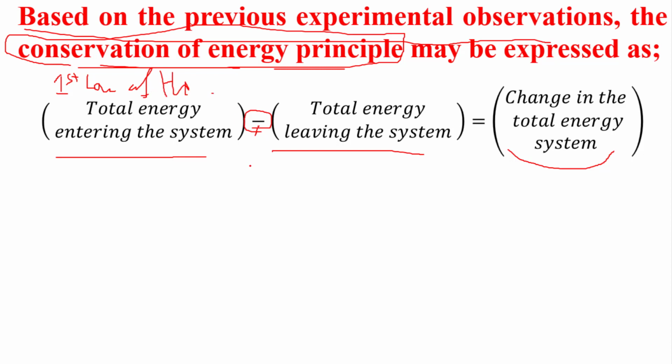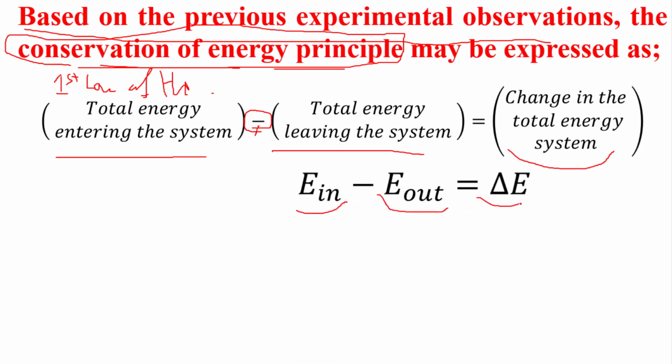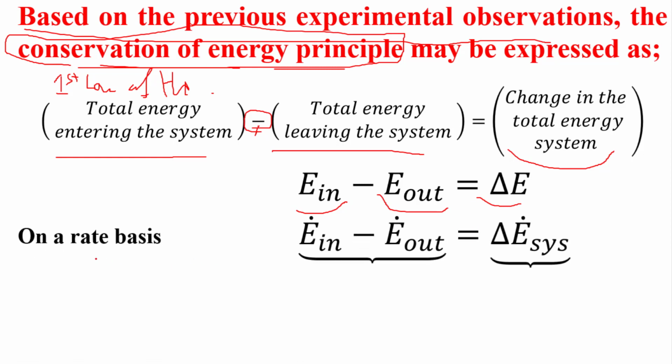Okay, first law of thermodynamics. Energy in minus energy out equals delta E. This is energy, and its unit is joule. On a rate basis, uppercase or capital letters with a dot mean we have energy in joule per second, or watt.